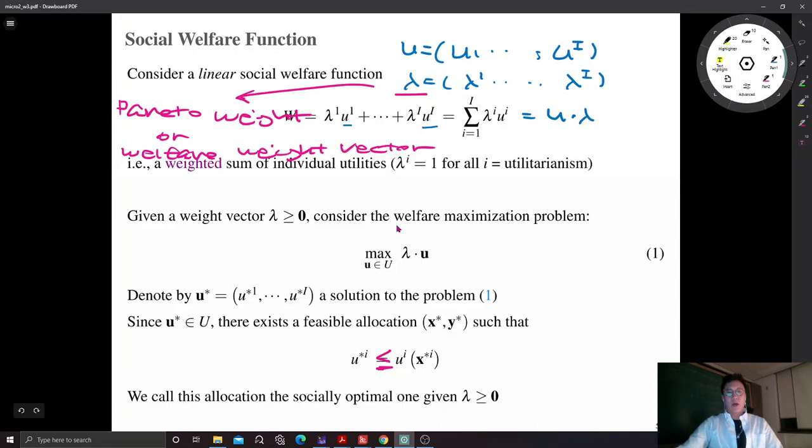Once again, the welfare maximization problem depends on lambda. So different lambdas will give us different solutions U star. You can easily anticipate that U star depends on the weight vector lambda. So given weight vector lambda, we find a solution U star, and then we can find a feasible allocation that enables us to achieve this utility level. Then we call this allocation X star and Y star the socially optimal allocation.